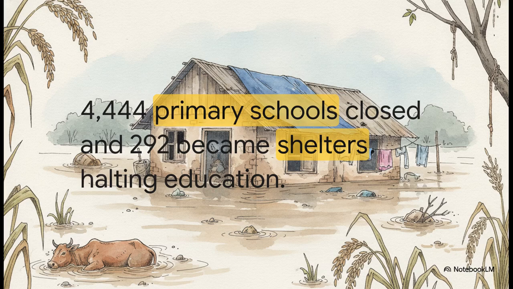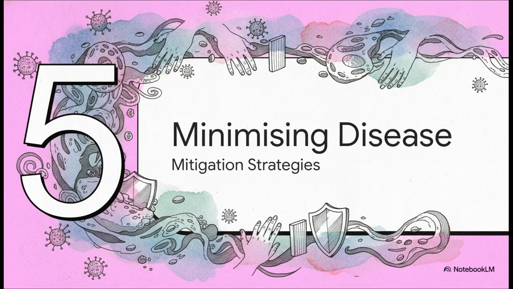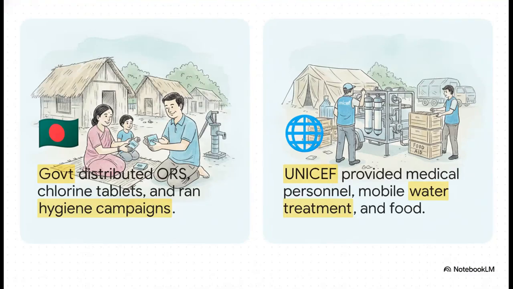Finally, let's wrap up with Section 5, Strategies to Minimize Disease. Let's compare how different groups actually tried to mitigate this. At the national level, the Bangladesh government really focused on local distribution. They were setting up emergency treatment centers, handing out oral rehydration solution packets, distributing chlorine tablets to purify water, and launching vital public hygiene campaigns.